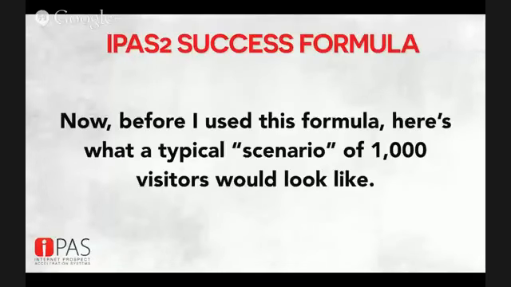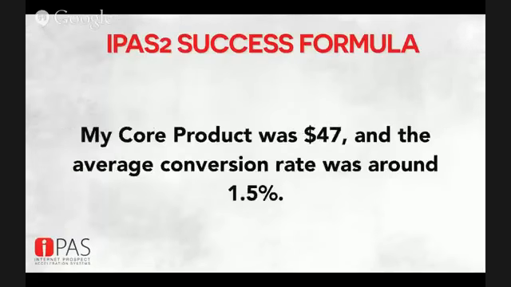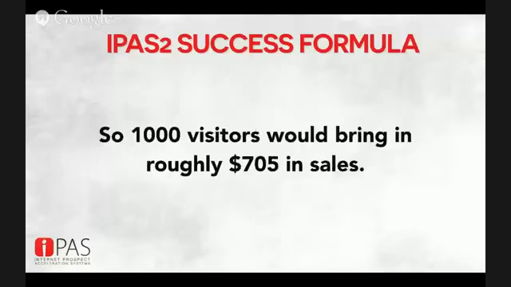Now, before I use this formula, here's what a typical scenario of, just say, 1,000 visitors to my site would look like. Okay, you can write these numbers down if you want. My core product was $47, and the average conversion rate was around 1.5%, as I just mentioned. So 1,000 visitors would bring in roughly $705 in sales, which isn't too bad, okay?